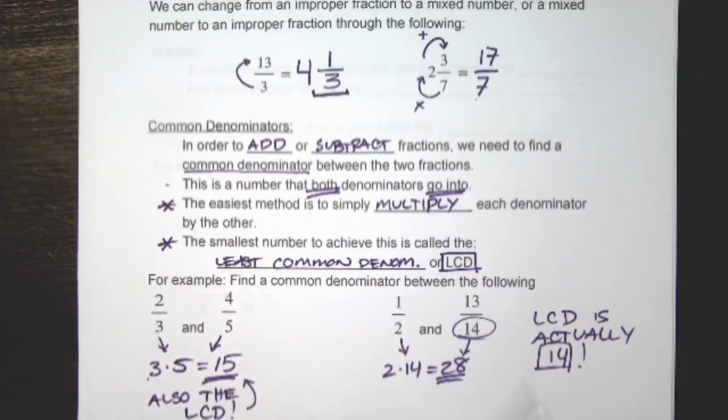So if we see the bigger of the two denominators, when we're doing common denominators, that both values go into it, that already becomes our lowest common denominator. Now, let's see why we even need this in the first place, and check out how we do each of our 4 operations when it comes to fractions.